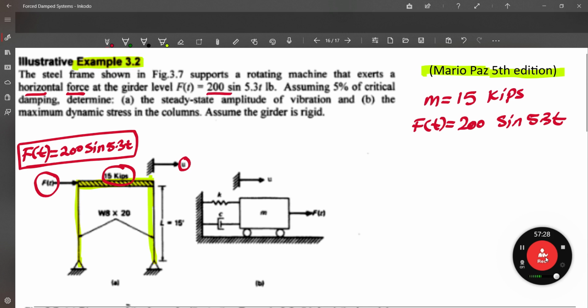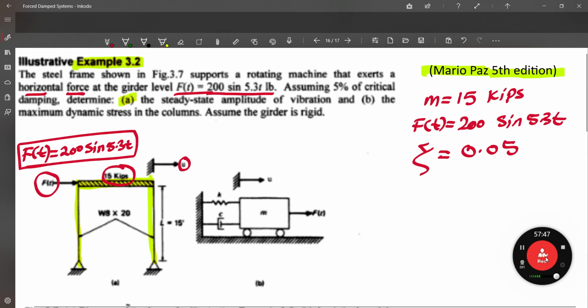Okay, this is the force coming from the machinery, assuming 5% of critical damping. So our damping ratio is 0.05, it is 5%. Okay, then determine the following.